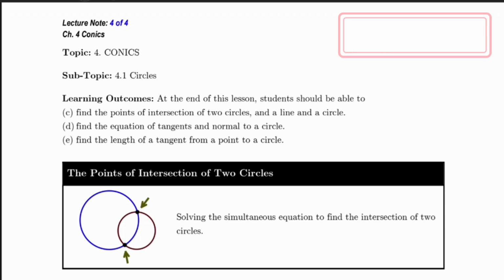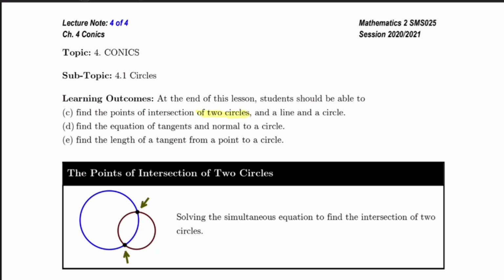In this video, we are going to go further with circles. Let's take a look at the learning outcomes. At the end of this lesson, students should be able to find the point of intersection between two circles, and also find the intersection point between a line and a circle.